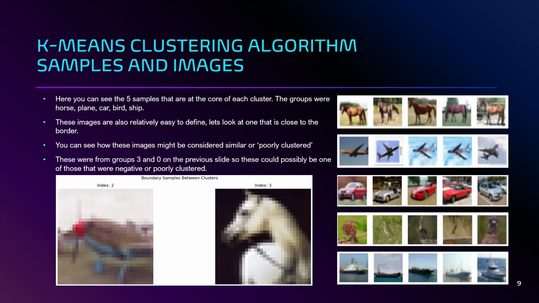Here you can see the 5 sample groups, and there's 5 samples that are at the core of each of the 5 clusters. The original groups were horse, plane, car, bird, ship, and that's what we got as well. But these are relatively easy to find. Let's look at this one down here. So these are on the boundary, so they could be considered poorly clustered or easily confused. And you can kind of see why if you look at the image that it might be easy to mistake these.